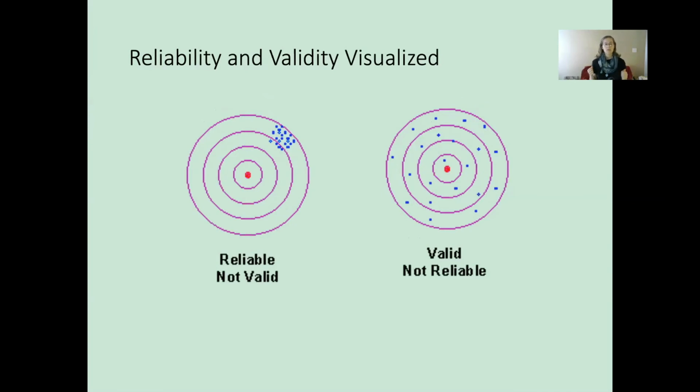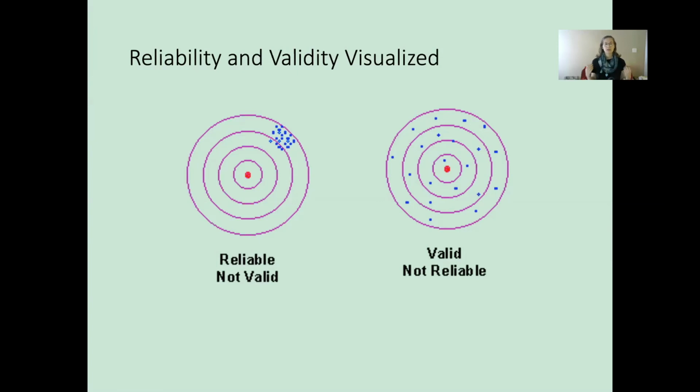We have all the darts clustered in the top right quadrant, very far away from the target in that last concentric ring, but they're close to each other, which makes them reliable. And then this one is less common, our final one, and it's a little more difficult to visualize and understand, for me at least.